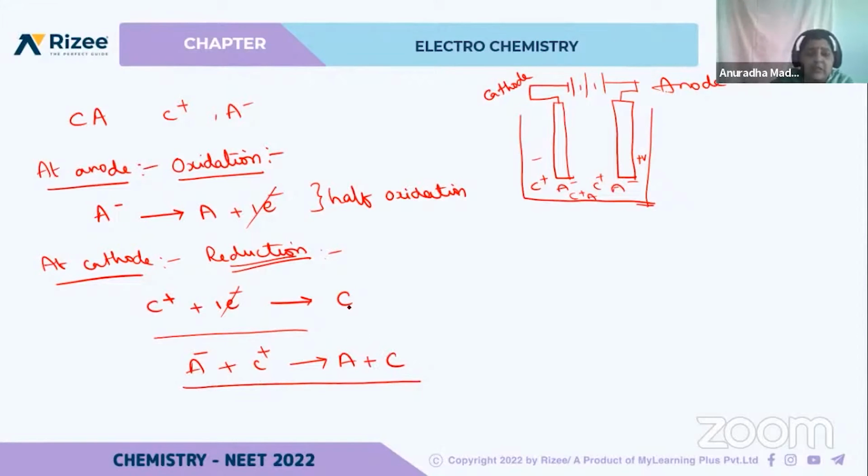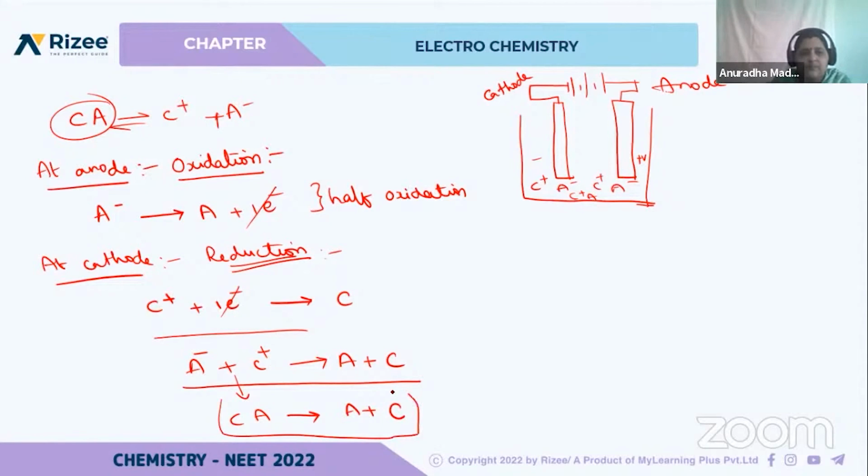This is our reaction which is involved in the electrolytic cell. We are providing some electrical input. What are C plus and A minus? CA. So we can write CA gives rise to A plus C. This is the reaction which is going to happen in the electrolytic cell. The best examples are compounds having an ionic bond between them, or any compound which splits into ions.